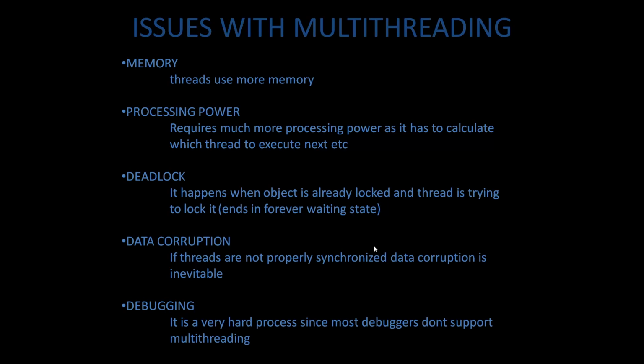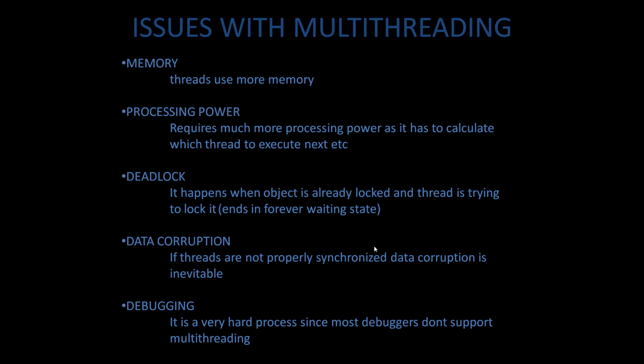What are the issues with multithreading? Well, memory. The more threads we have, the more memory we're going to need. So creating thousands of threads for very small pieces of functions is not recommended. Then processing power: the more threads we have, the more processing power we're going to need, because the processor has to calculate each thread to know which one to execute next and so on. So the more threads we have, the more processing power and more time it's going to take.